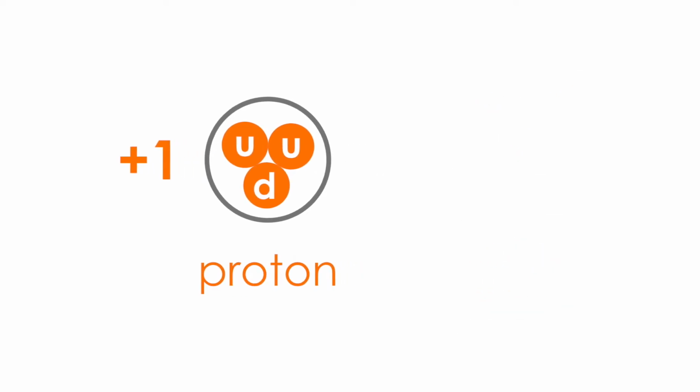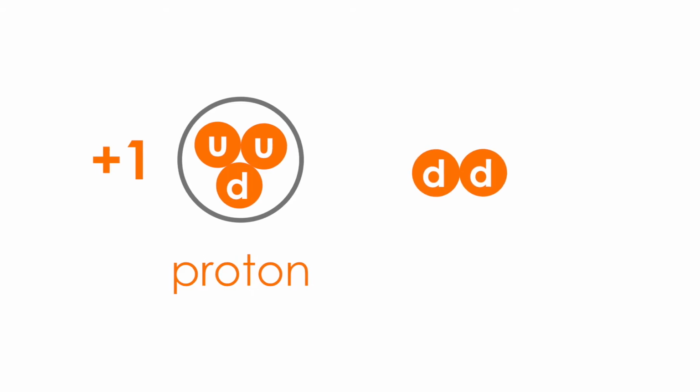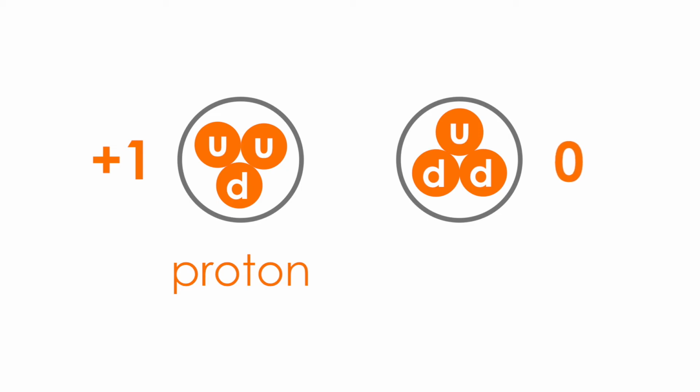We can also create a particle out of 2 down quarks and 1 up quark. In this case, the charges add to 0. Since this composite particle is electrically neutral, it's called a neutron. Of course, there are other ways that we could combine up and down quarks, but it turns out that the proton and neutron are the only stable ones.